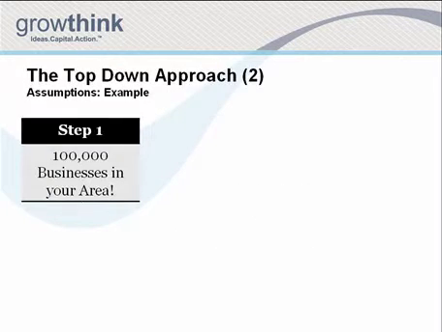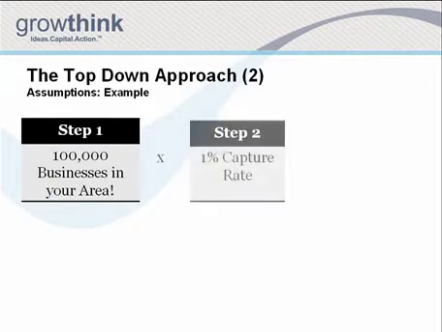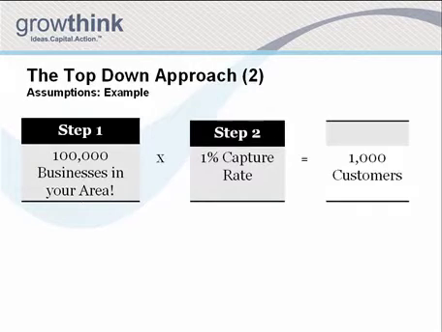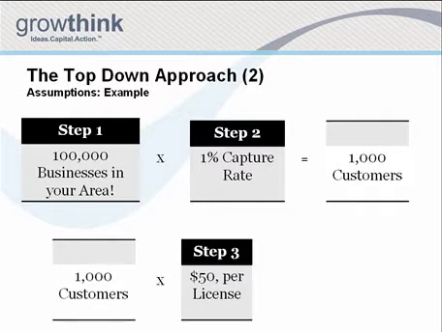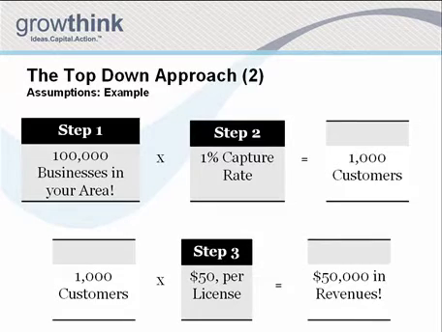Just walking through that again, step one was 100,000 businesses in your area. Step two is a 1% capture rate. That gives you 1,000 customers. We have our 1,000 customers, times $50 per license if it's software, or $50 per sale of a product or service. That gives you your $50,000 in revenues.